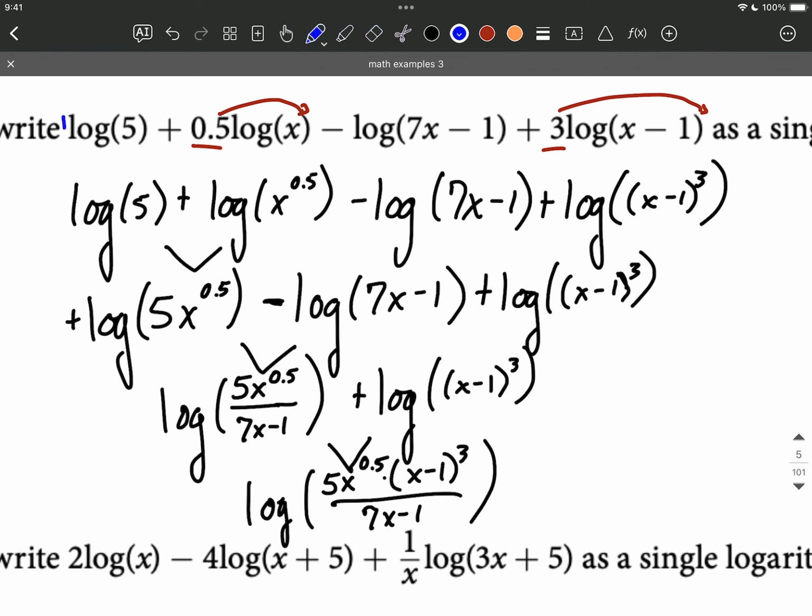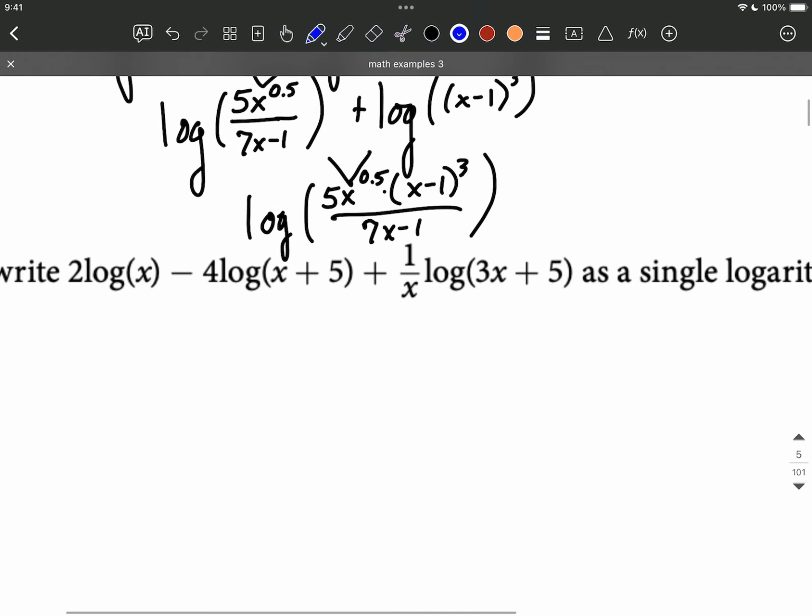But what I want us to note on this, that'll speed this up as you're working on these, if a log is positive out in front, like our log of 5 was, the 5 ends up in the numerator. After you take care of moving the number from in front, the coefficient, up into the exponent, the x to the 0.5 had a positive out in front, notice it ends up in the numerator. The negative log of 7x minus 1, there's a negative out in front, that ends up in the denominator. And finally, positive here, that x minus 1 to the third power ends up in the numerator, being multiplied by the rest of the numerator. So let's think about that as we work this next one.